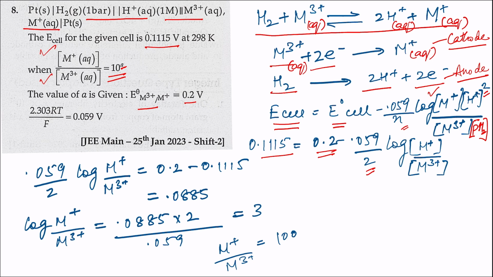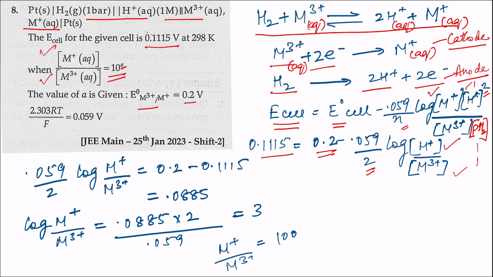Now here the concentration of H+ ion is given as 1 M. So the square of the H+ ion concentration will be equal to 1. Partial pressure of hydrogen is given as 1 bar, so this will also be 1. So in the final equation, it will be Ecell equal to E naught cell minus 0.059 by 2 log of concentration of M+ divided by concentration of M3+ ion.